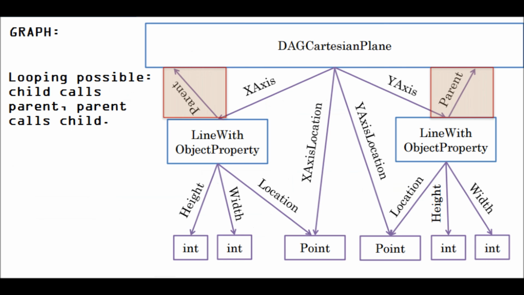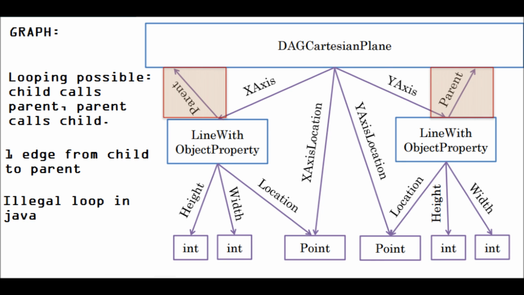The last kind of construct is a graph in which looping calls are possible, where the parent calls the child, and the child calls the parent, and the parent calls the child, and there can be a loop in there. For it to be a graph, there needs to be a minimum of one edge from a child to a parent, or from a descendant to an ancestor. And often these things result in illegal loops in Java, and Java throws you an error.